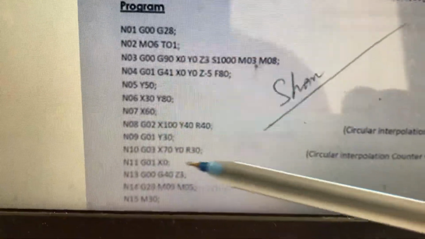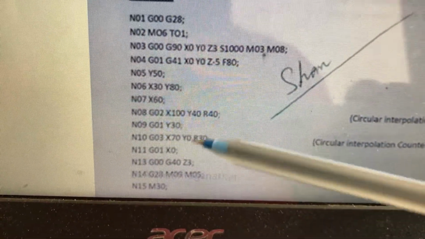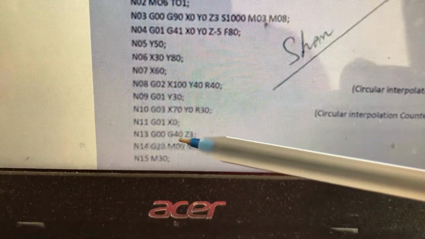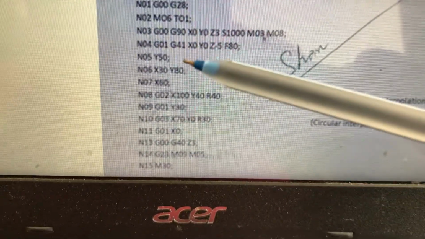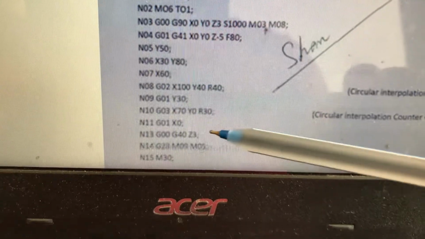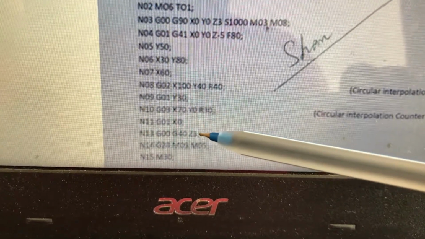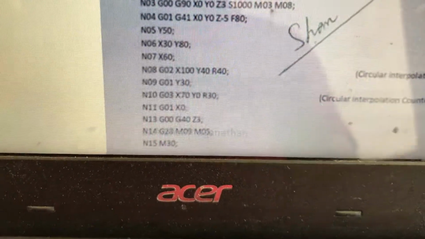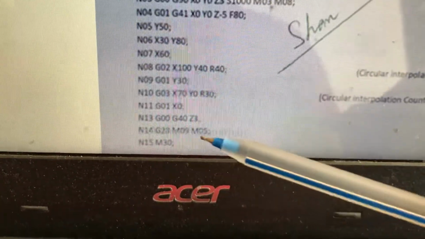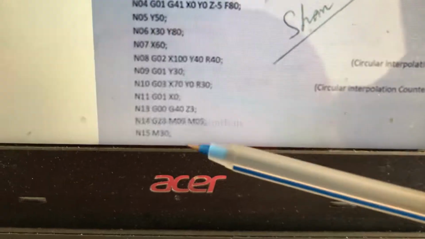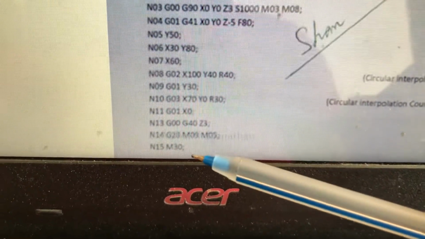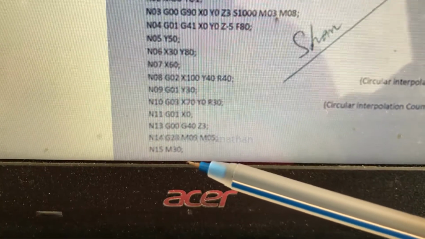See G03, and then G01, X0, Y0. Y is already 0, so 0 comes here. Then G00, X40. X40 means you are cancelling X41 here, and then Z positive value. Afterwards go to home point G28, and this is M09, that is coolant stop, and then M05, that is spindle stop. Finally M30. M30 means end program.